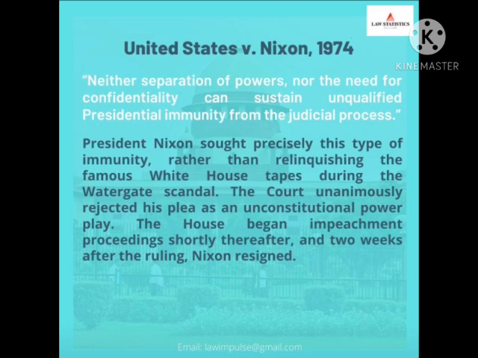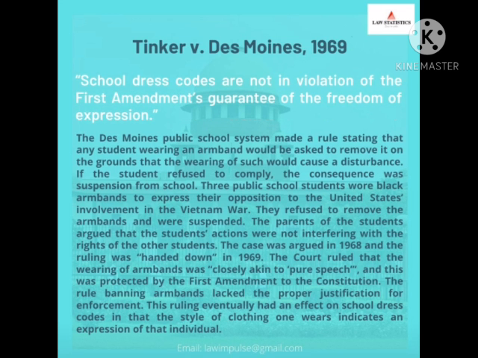In the case of United States versus Nixon in 1974, it was held that neither separation of powers nor the need for confidentiality can sustain unqualified presidential immunity from the judicial process. The House began impeachment proceedings shortly thereafter.